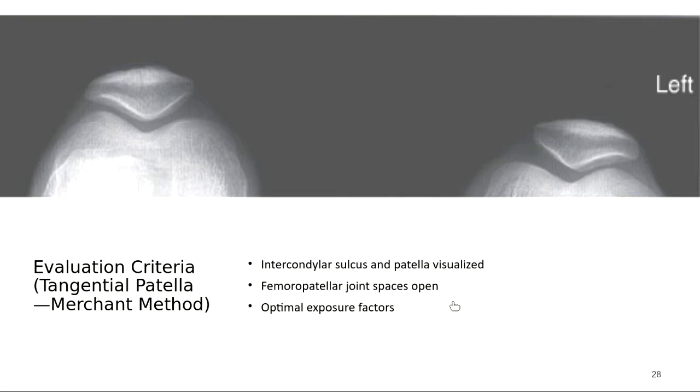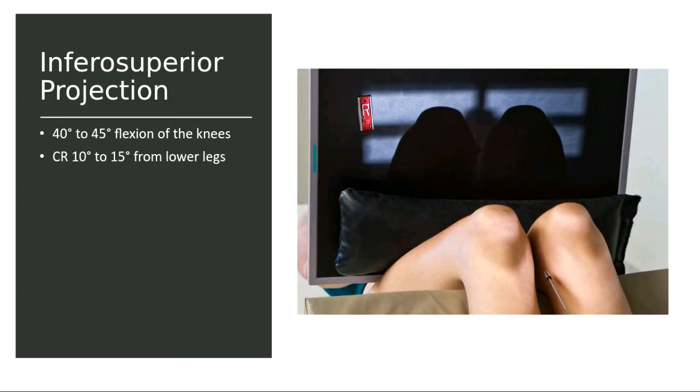So that's one view that we can get, called a sunrise view, typically because they usually reference this as the horizon and this is the sun rising up. So sunrise view. We can also do what's called an inferosuperior projection, meaning the tube is down here, and it's coming in inferior and exiting superior. So inferosuperior projection.